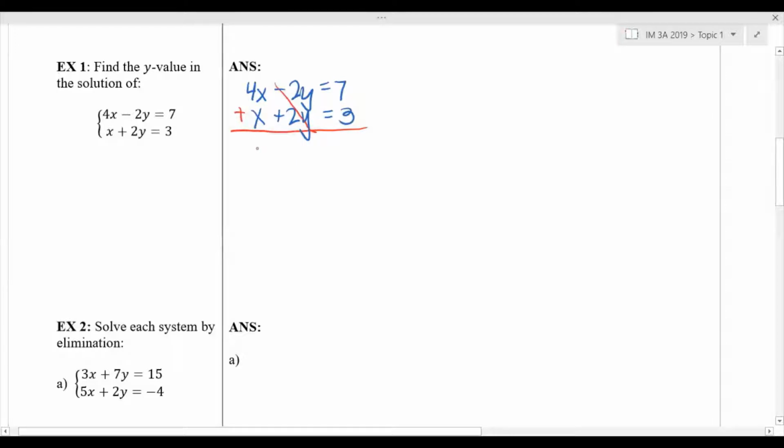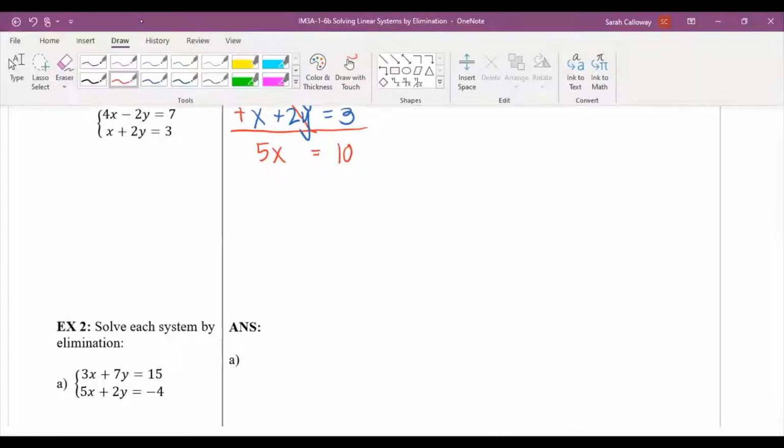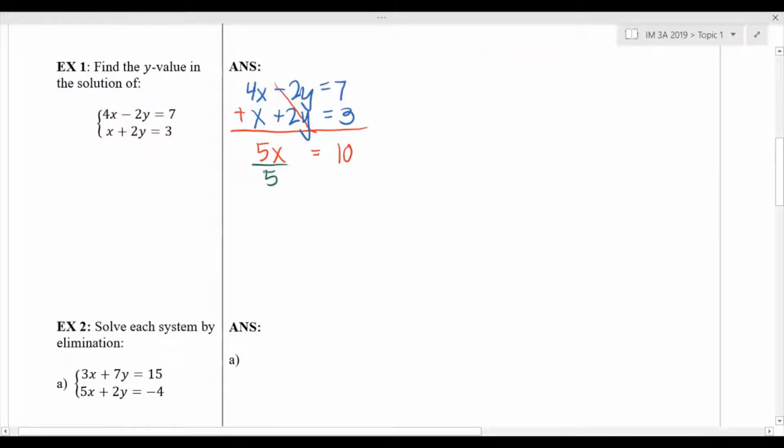So 4x plus 1x is 5x. Negative 2y plus 2y is that additive inverse, so that equals 0. And then 7 plus 3 is equal to 10. So now I have one equation that is only in one variable. So I can solve for that variable by just dividing both sides by 5. So when I divide by 5, that gives me that x is equal to 2.